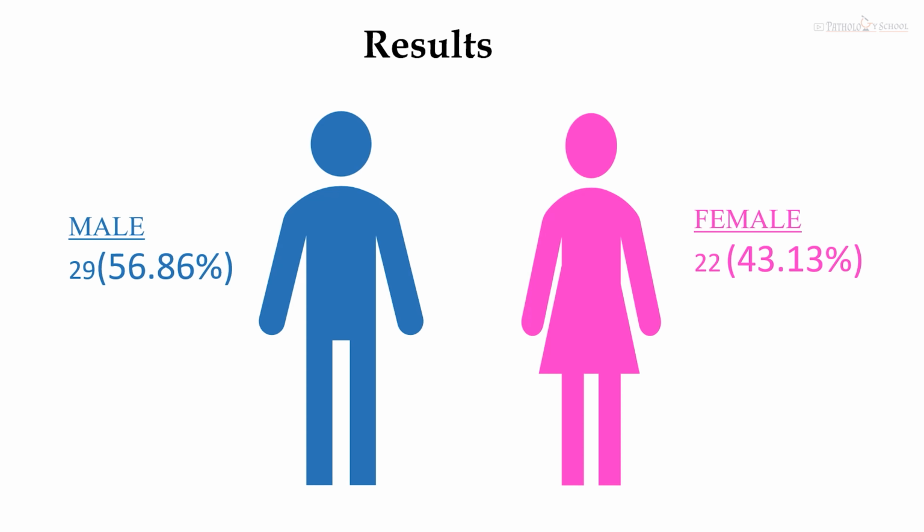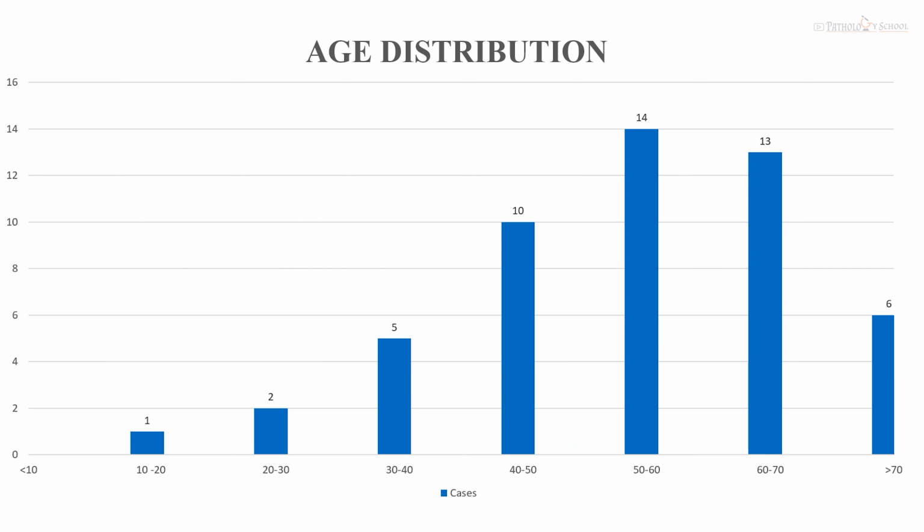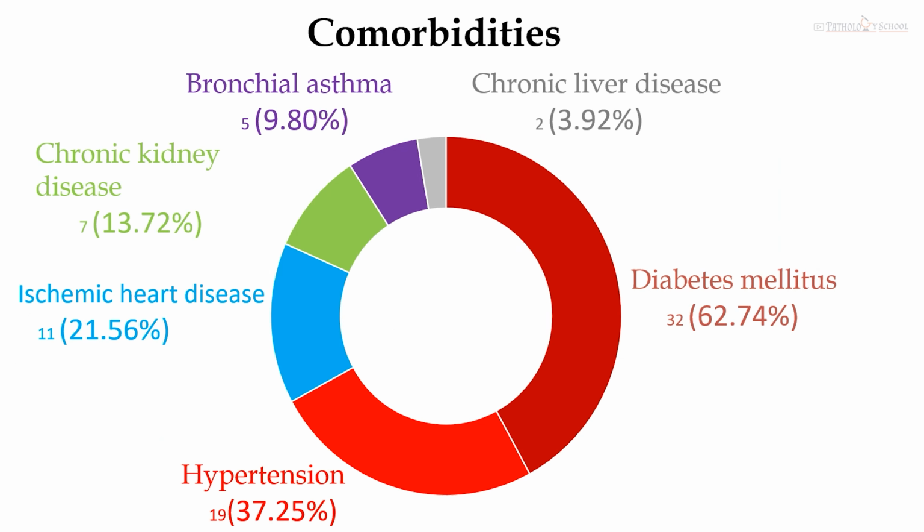Apart from the histopathological evaluation, we obtained demographic details, medical records, and lab investigations, which showed us that out of 51 patients, more deaths were seen in males than in females. The age distribution was more in the elderly population, predominantly between 50 and 60, followed by the 60 to 70 years age group. The most common comorbidity was diabetes mellitus, followed by hypertension and then ischemic heart disease. Others seen were chronic kidney disease, bronchial asthma, and chronic liver disease.